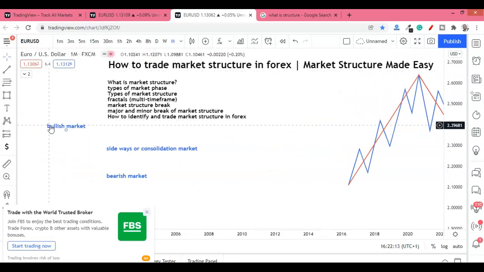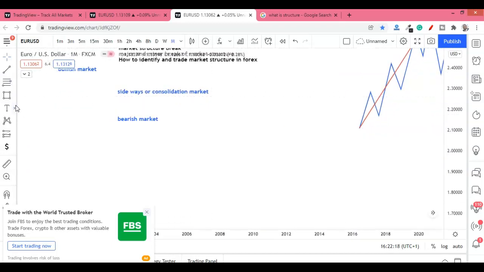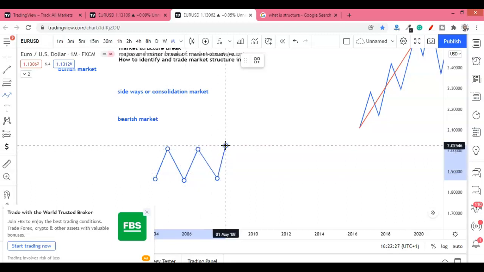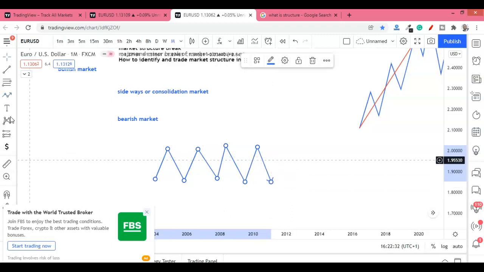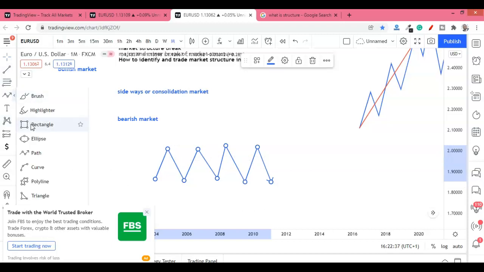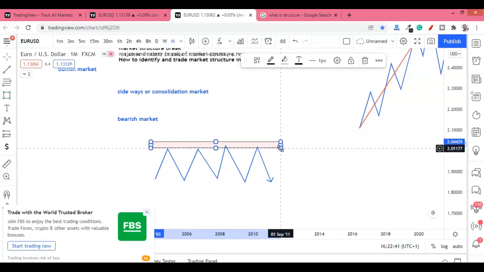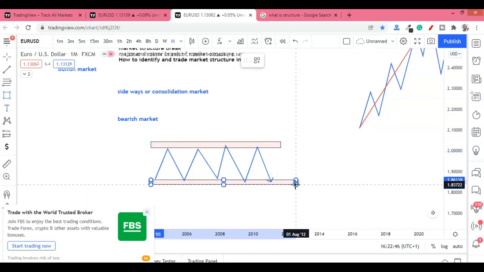Now once you identify the direction of the market, bullish or bearish, the last one is the consolidated market, a market that moves in consolidation. For example, it's not going high, it's not going low, it's just moving sideways. This is an example of a sideways moving market, where it just moves within a particular range. The top here and then the bottom here. This is just a textbook example.